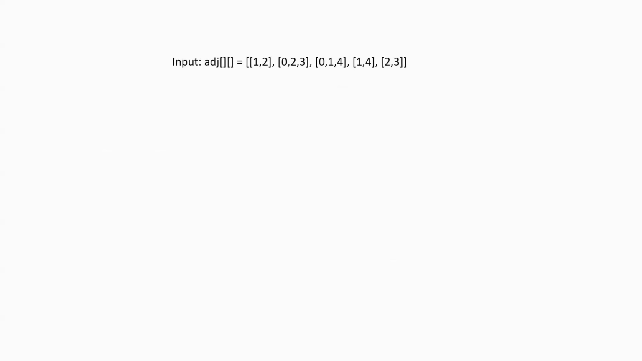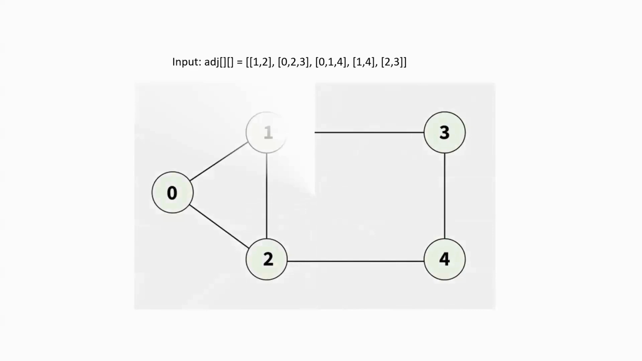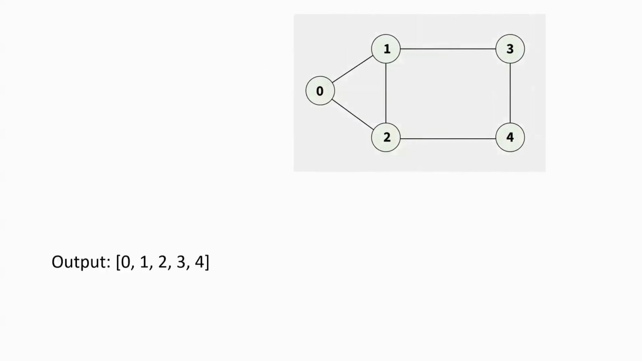We have inputs, the adjacency list: 1, 2; 0, 2, 3; 0, 1, 4; 1, 4; and 2, 3. So we have a graph with vertices 0, 1, 2, all connected. From this connected graph, we want to do BFS without forming any cycle or loop. We have a diagram, and first we want to print the output: 0 1 2 3 4.